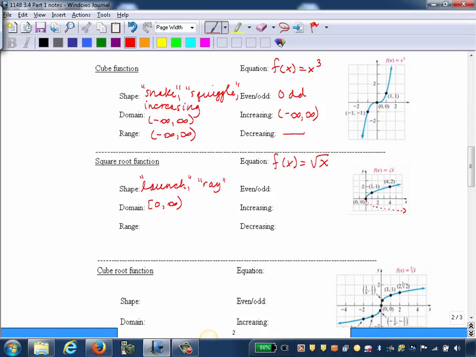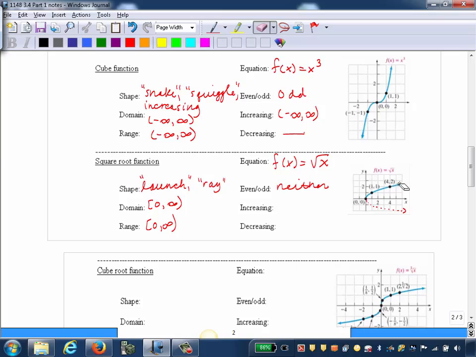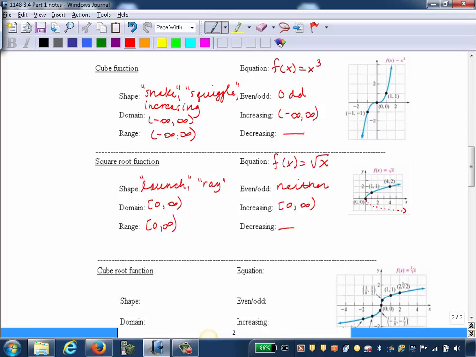Same with the range. The lowest y value is 0, and, again, this is pretty flat here for the first few x values, but this keeps getting higher and higher as you go out to bigger x values. So our range is also 0 to infinity. No symmetry here, so this is neither even nor odd. And if we trace left to right, everywhere we go, this graph is increasing. So everywhere it exists, it's increasing. So it's going to be increasing from 0 to infinity, and it's never decreasing.